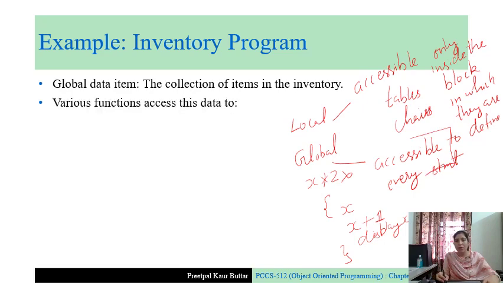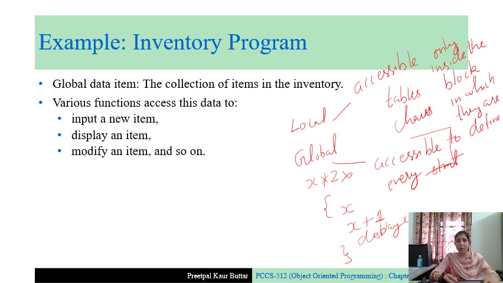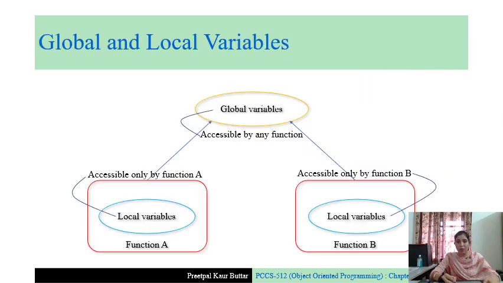Okay. So here in the inventory program, the global data items are the collections of items in the inventory. What are the items? For example, tables, chairs, the number of tables, the number of chairs, and so on. The various functions can access this data because they are global. So functions can access this data to input a new item, display an item, modify an item, and so on. So this is the inventory program.